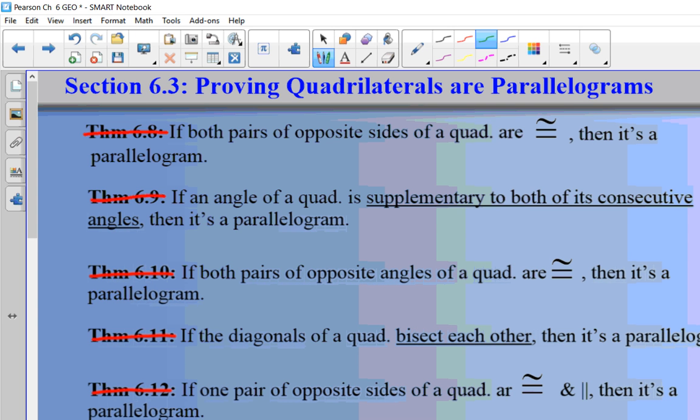All right. If both pairs of opposite sides of a quadrilateral are congruent, then it's a parallelogram. So that's a converse of what we got in the last section. It's just saying if you can prove that both pairs of opposite sides of a quadrilateral, remember quad means 4, are congruent, then you can say it's a parallelogram. Doesn't mean all sides are equal, but it's a parallelogram.